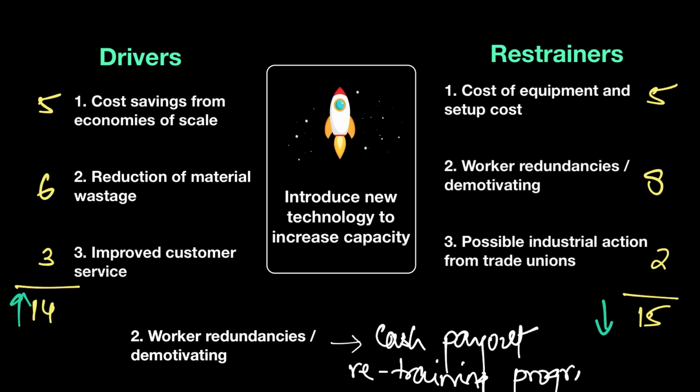So if you can take these steps, perhaps this score of 8 could be reduced to, let's say, a 5. Now I'm in a situation where this 15 has turned into a 12, and now my drivers outweigh the restrainers. If this is achieved, only then can I go ahead with my strategy of introducing new technology.